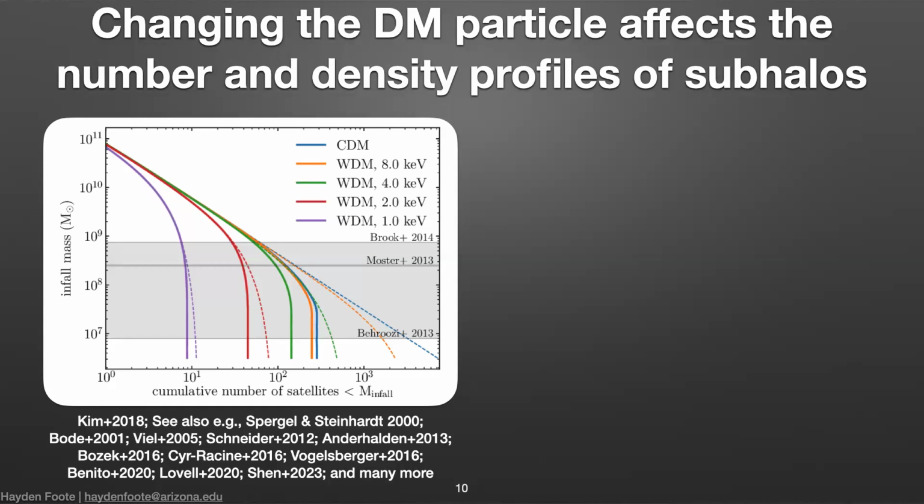Cold dark matter is this dashed blue line here, and then you have different particle masses of warm dark matter. The relevant point is that as you lower the warm dark matter particle mass, you have fewer and fewer small satellites around the Milky Way galaxy.